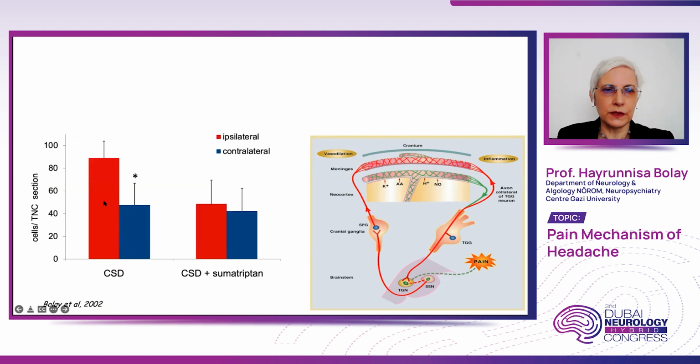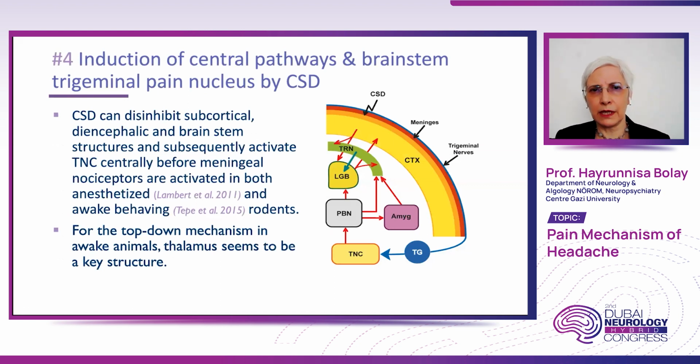And this is the activation of c-Fos. And you can see that CSD induced activation of these nociceptive neurons, and that can be inhibited by sumatriptan. So we have evidence that CSD can activate, through the peripheral route, the peripheral trigeminovascular system and activate the brainstem trigeminal nuclei. But we also know several studies showed that CSD can disinhibit subcortical diencephalic structures and activate the trigeminal nucleus caudalis through the central pathway.